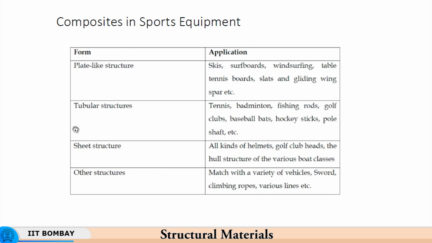Other fields, we have been looking at transportation sector related applications so far, but then there are many other areas in which these composites are applied. So you have skis, surfboards, etc., then tubular structures like tennis and badminton rackets, golf clubs, so sports equipment. Sheet structures are again used for many of these protective helmets and hulls of boats, etc. And there are big structures of varieties, climbing ropes, sword.